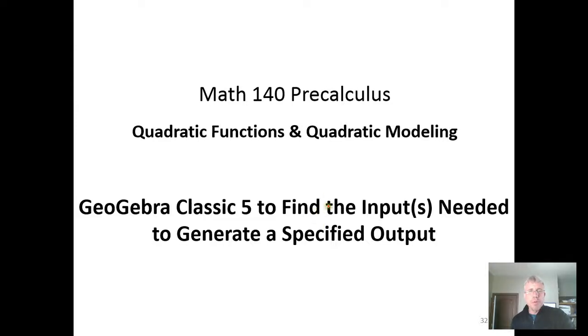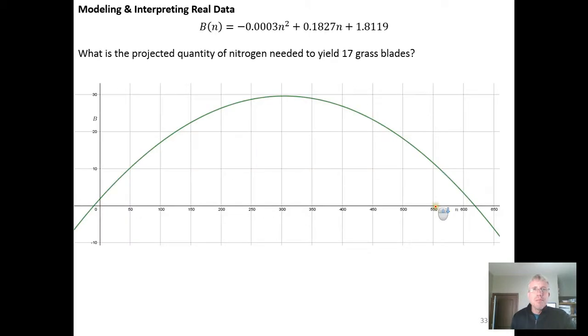So in this video, what we're going to do is use GeoGebra Classic 5 to determine the input values that are needed to generate a specified or given output. So in a previous video, we generated a quadratic model using Microsoft Excel that outputs the number of blades of grass we expect to grow in an experiment, given a specified input of nitrogen measured in milligrams per liter.